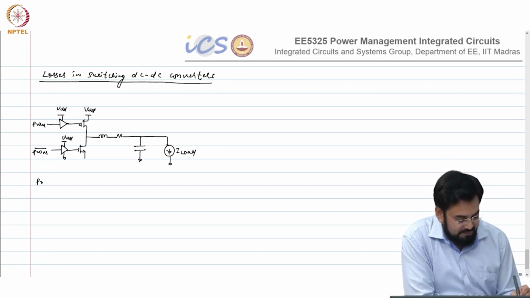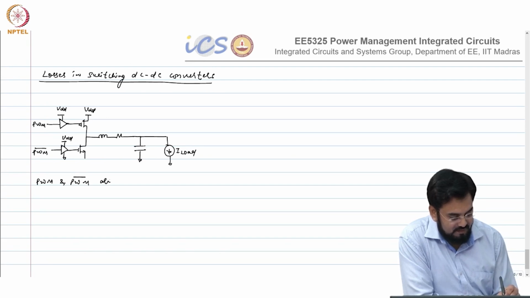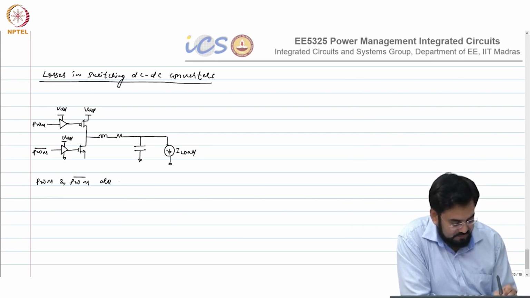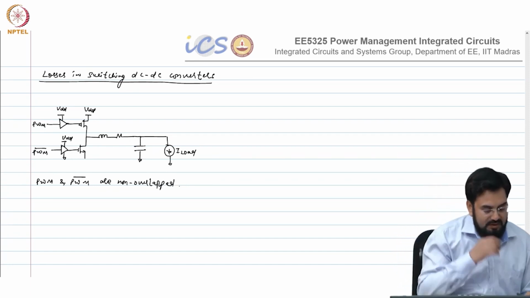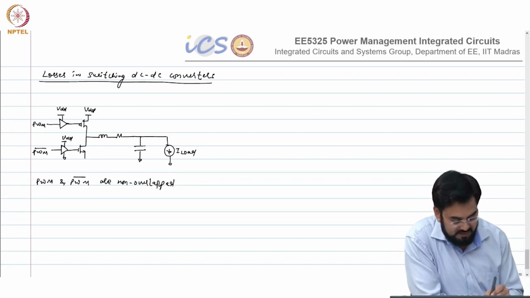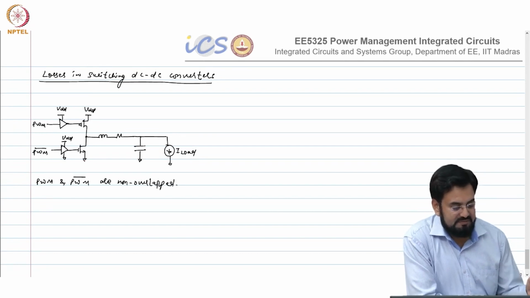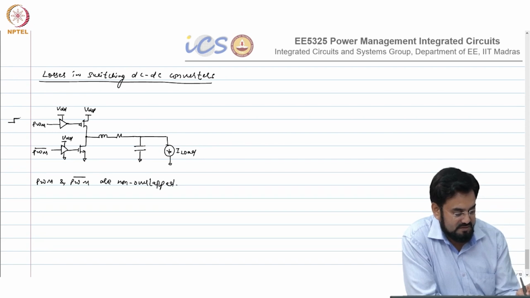Okay, so PWM and PWM bar are known, so they are inverting but non-overlapped. So what could be the different types of losses here? So this is your switching.